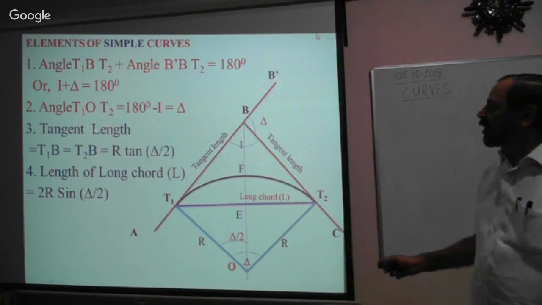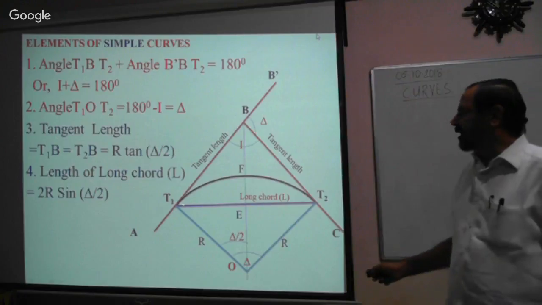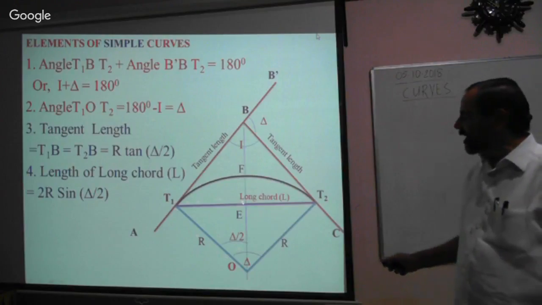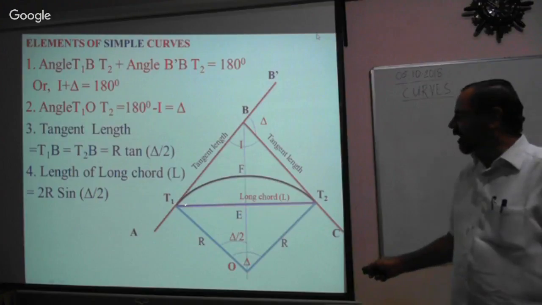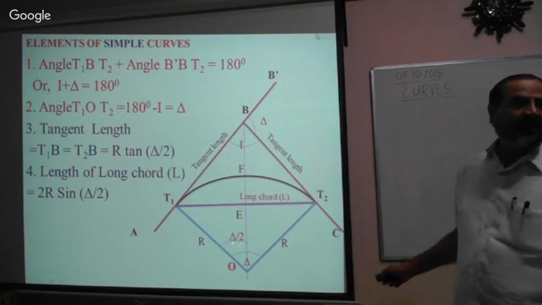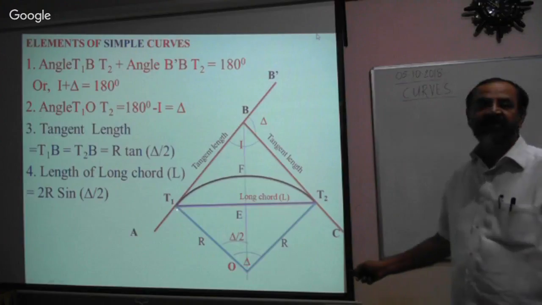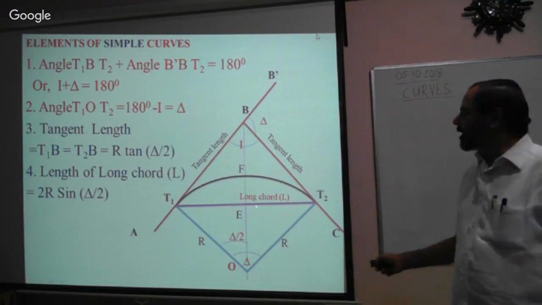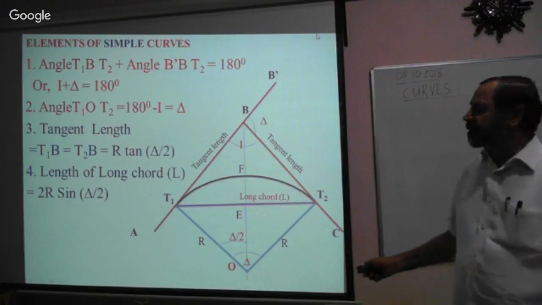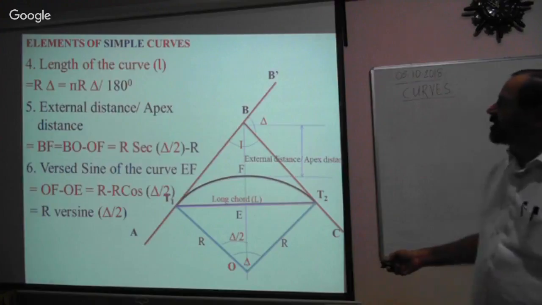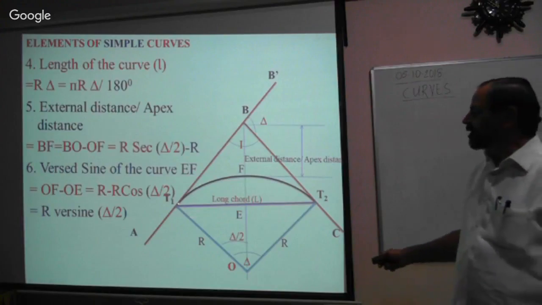And similarly, now the length of the chord. This is the length of the chord. Now analyze this triangle, T1 E O. R is known, delta is known, delta by 2 is known. This is half of the central angle. If you analyze this triangle, definitely we can solve. Sorry, chord length can be calculated very easily. And similarly, that is the curve length. Now this is the length of the curve.